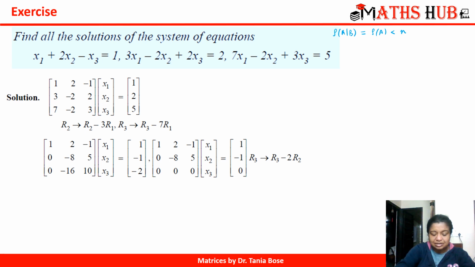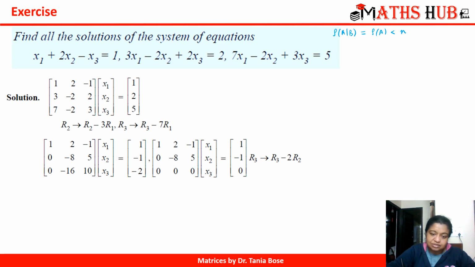It hardly matters. In this case, we first apply the row transformation R2 = R2 - 3R1, and then R3 = R3 - 7R1. You can see that the leading element is 1, so you can easily make these two elements 0. On applying these transformations, the matrix gets converted to this. After this, we have the element -8 and the element -16. We have to finally make this element 0.